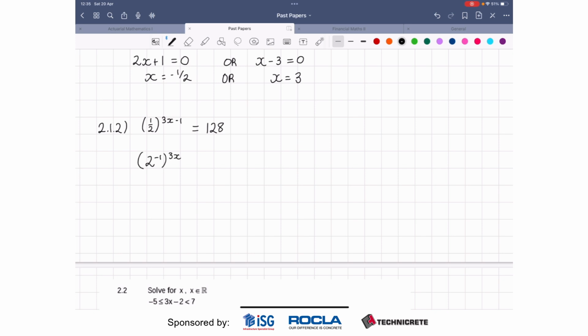same exponent. Then on the right-hand side, I want it to be in exponent form as well. I want a base with an exponent, and I want the base to match the base that's on this side so that I can use my exponent laws. So I want it to be base 2, and I know that 2 raised to the power of 7 is 128. Now I can multiply this exponent into this expression. So I'm going to have minus 1 times 3x is minus 3x, and then minus 1 times minus 1 is positive 1.